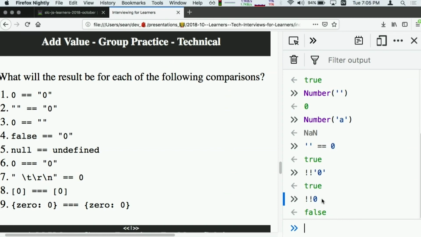So what if you do String with a capital S, and then put false in there? Like that? No, so it's not that.